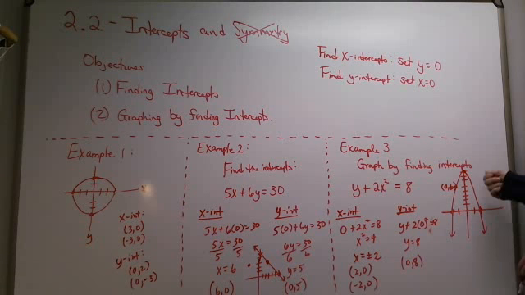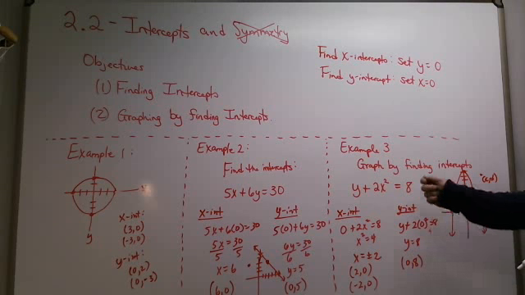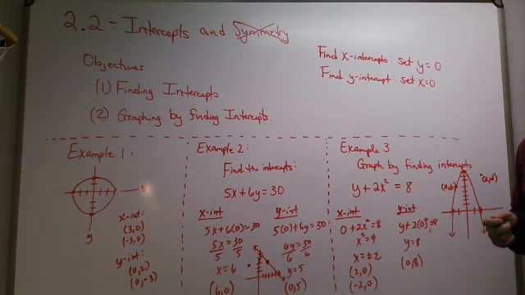But if a point is not on there, if you put another one over here, like (C, D), since (C, D) is not on the parabola, you put C in for the x and D in for the y, you don't get 8. So that's what a graph represents, the solutions of the equation.